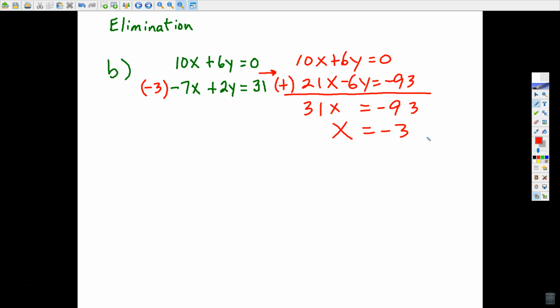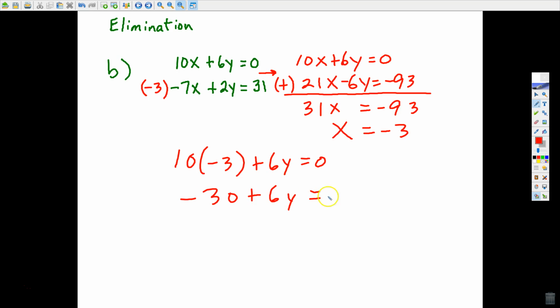And so now we're back to what we did before. You can choose either one of these original green equations to plug negative 3 in for x. I'm going to go with the top one. So this is negative 30. Add 30 to both sides, and you get y is 5. So my answer for this problem, letter B, is x is negative 3, y is 5.